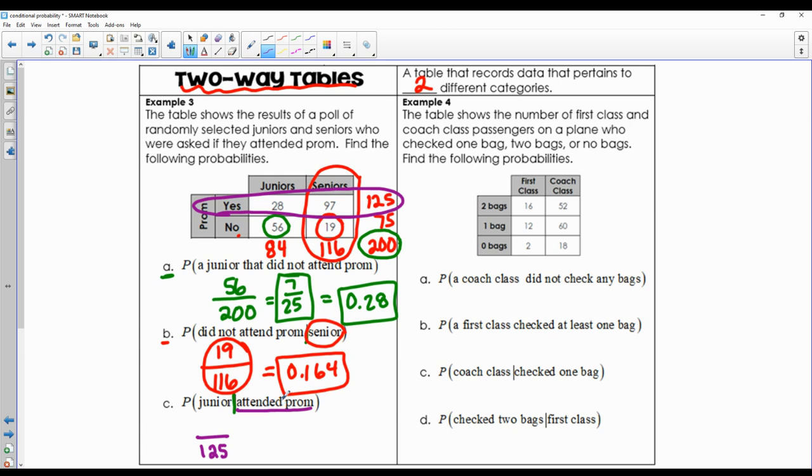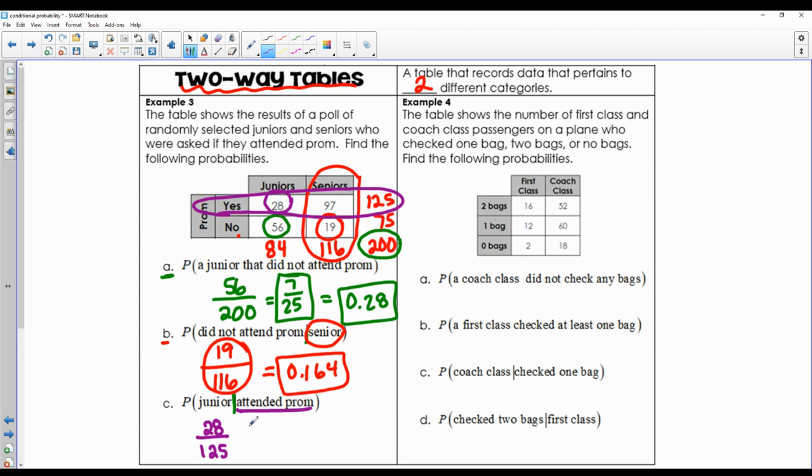We want to know what the probability is. If I just grab one of those people, what's the probability that they are a junior? Again, you're only looking at the juniors that went to prom, because we already know that was our condition, that they attended prom. So we have 28 here out of that 125.